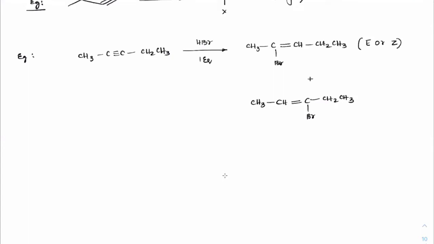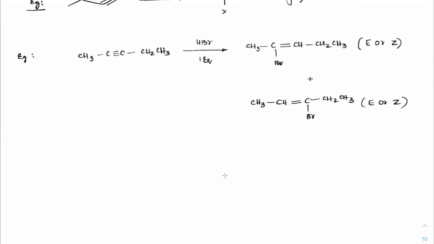There is no specific way of attacking here, so we can get trans and cis also. Here also we can get cis or trans. So if you were asked the number of products, you should write all 4 of them. With respect to this, the total number of possible products when one equivalent of HBr is added is 4.